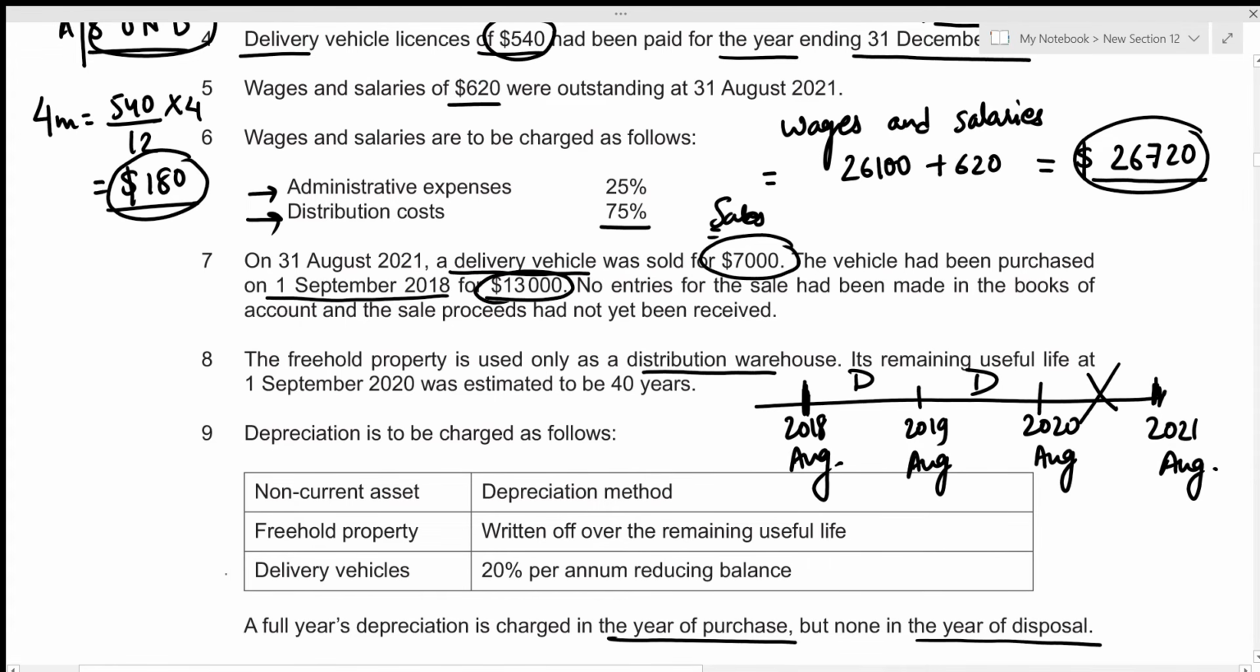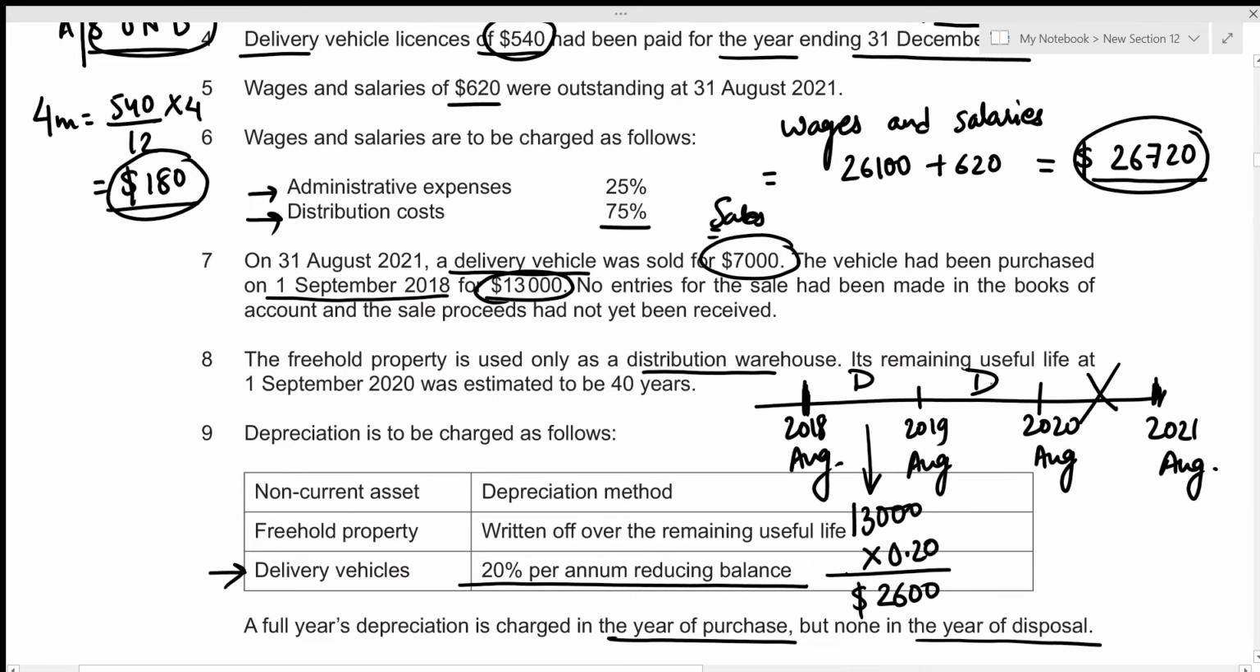So for delivery vehicles, the information is given right here. It was 20% per annum reducing balance. So for the first year, since there is no accumulated depreciation, we can just figure out the depreciation amount by multiplying the rate with our cost of the vehicle, which is 13,000 into the rate, which is 20%, written as 0.20. Now this gives us the depreciation for the first year to be 2,600.